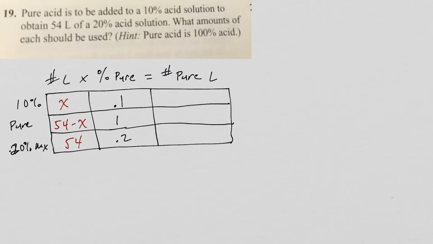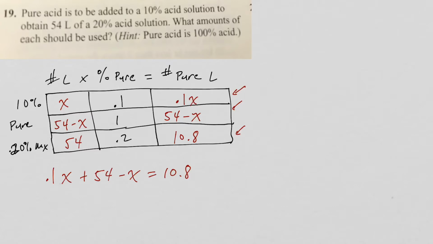So now I'll multiply across and get 0.1X. This is 1 times that, which is still 54 minus X. And 0.2 times this is 10.8. These two boxes will add up to our mixture. So I have 0.1X plus 54 minus X is equal to 10.8.